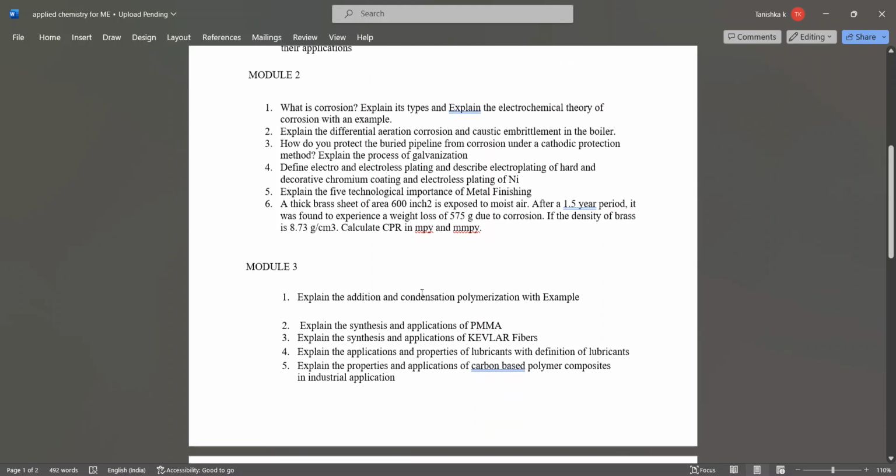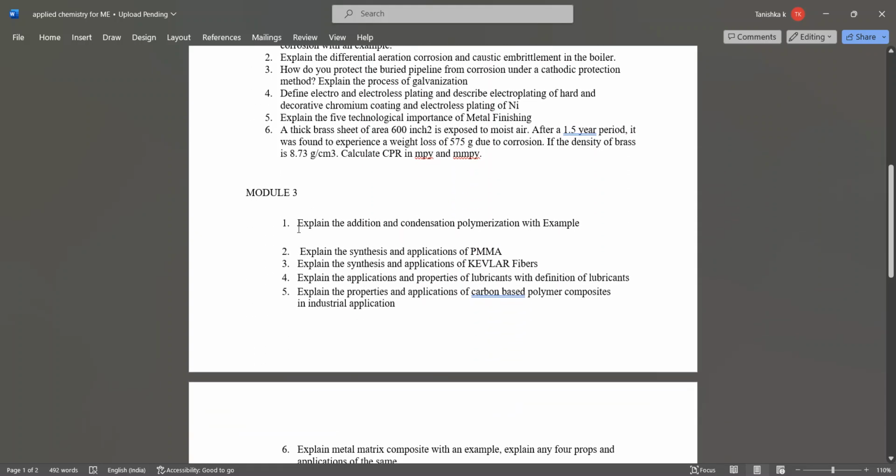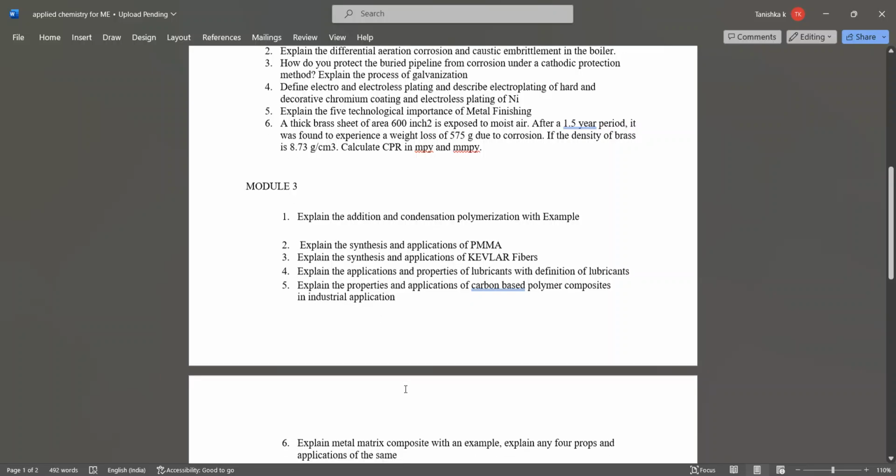Next important questions of module 3 are: explain the addition and condensation polymerization with example. Explain the synthesis and applications of PMMA, and explain the synthesis and applications of Kevlar fibers. Explain the applications and properties of lubricants with definition of lubricants. Explain the properties and applications of carbon based polymer composites in industrial application.